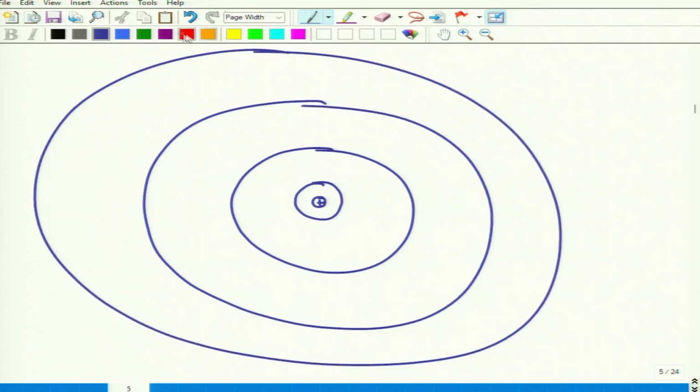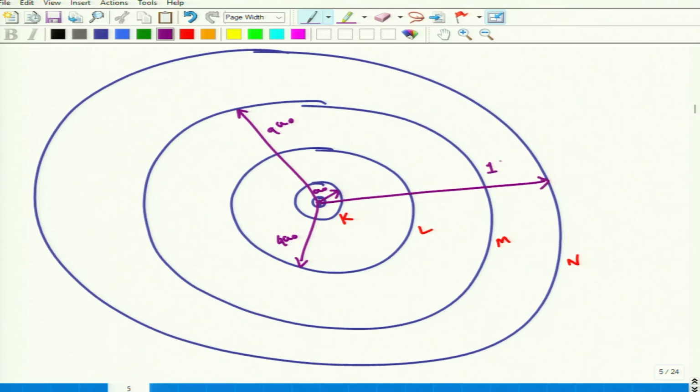This is the first Bohr orbit, which is K, L, M, N, like this. So this is a naught, this is 4 a naught, this is 9 a naught, this is 16 a naught, and so on. Okay, so these are the orbits.